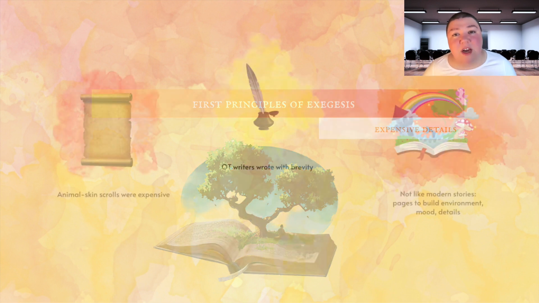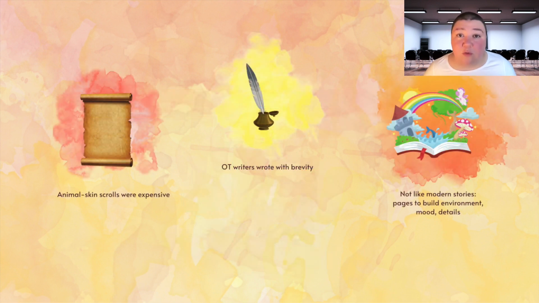Next, we shall talk about details, expensive details. If you recall, we touched on how animal skin scrolls were expensive, and they needed to be preserved and stored as well. So when the authors of the books of the Bible were writing their documents, particularly in the Old Testament, there is a brevity to their writing. It's not like modern stories, modern novels, where you can take the time and pages to build the environment, the mood, to set the scene and furnish your story.